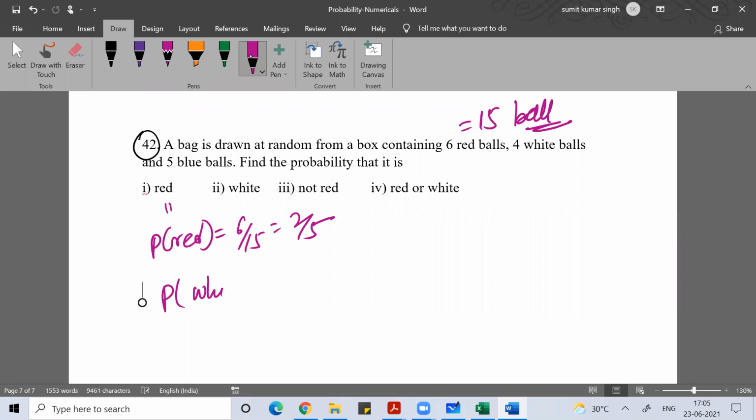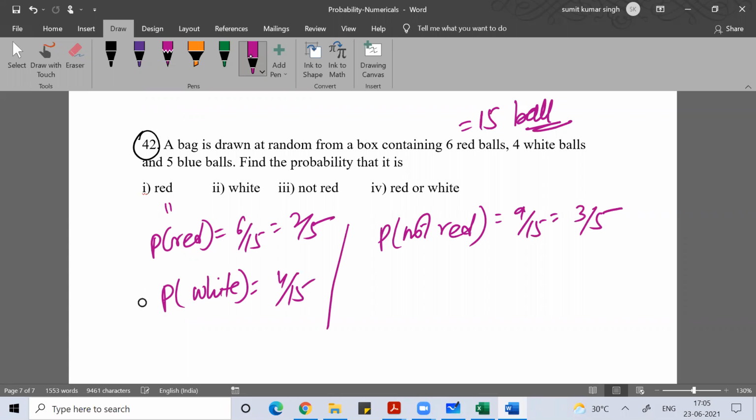What is the probability that the ball is white in color? That would be 4 by 15. What is the probability that the ball is not red in color? The total red balls are 6, total balls are 15, so not red balls are 9. That would be 9 by 15 or 3 by 5. What is the probability that the ball is red or white in color? The ball cannot be red and white together, so they are mutually exclusive. So 6 by 15 plus 4 by 15, that would be 10 by 15. This would be 2 by 3.